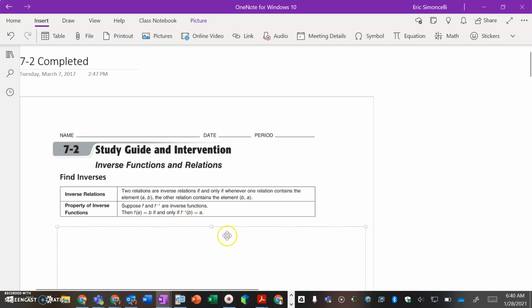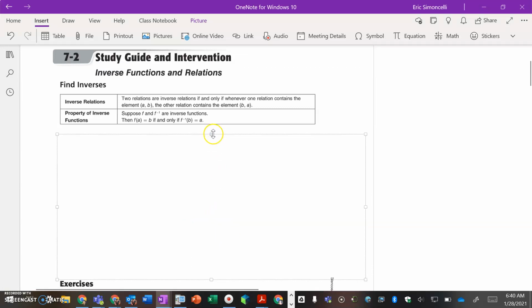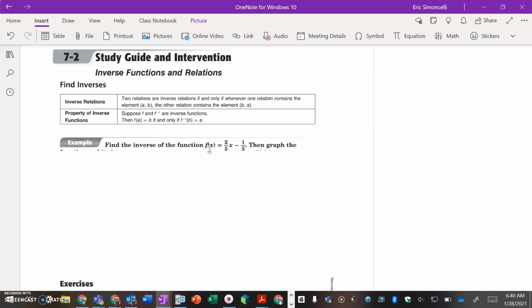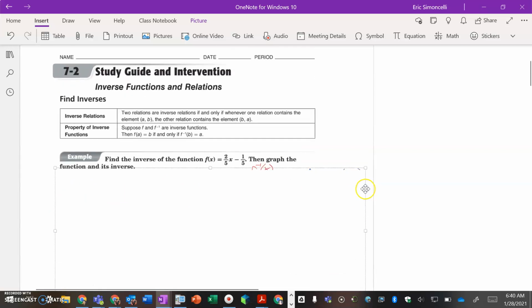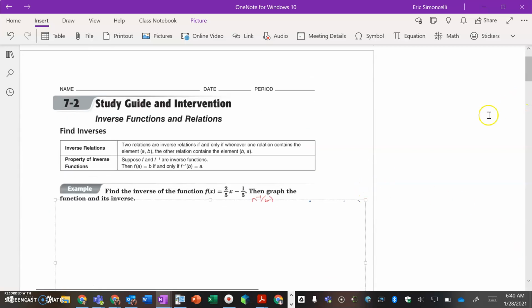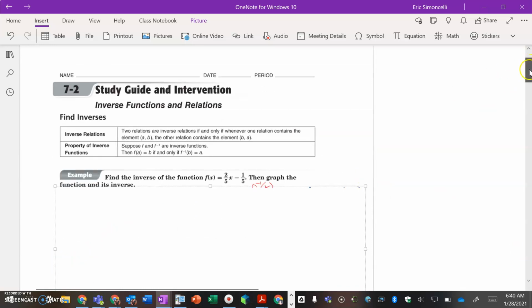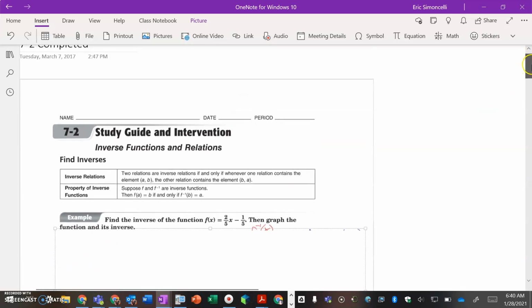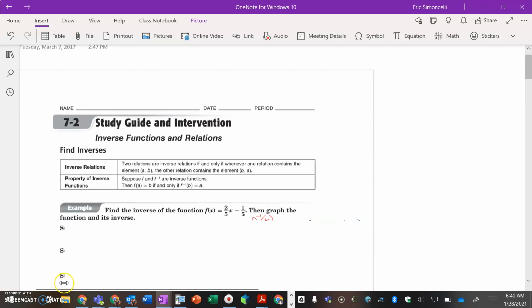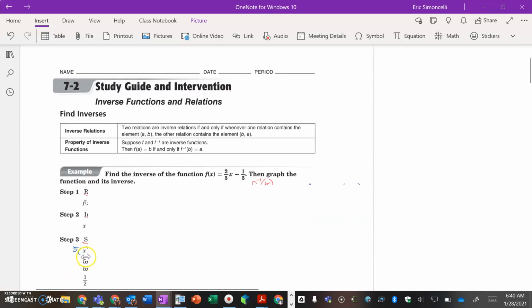All right, let's dig into this a little bit more. I do have, as before, an example that I can uncover here for you. It says find the inverse of the function f of x equals 2/5 x minus 1/5, and then graph it and its inverse. As I uncover things here, I want you to take a look, and I have some steps as usual.